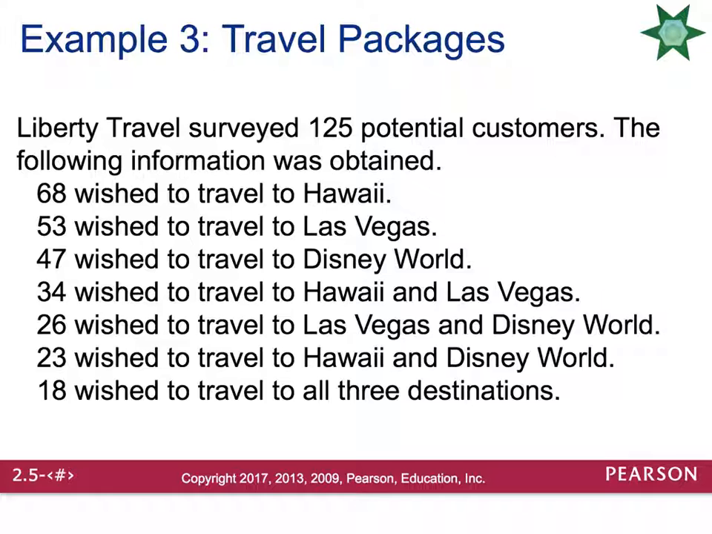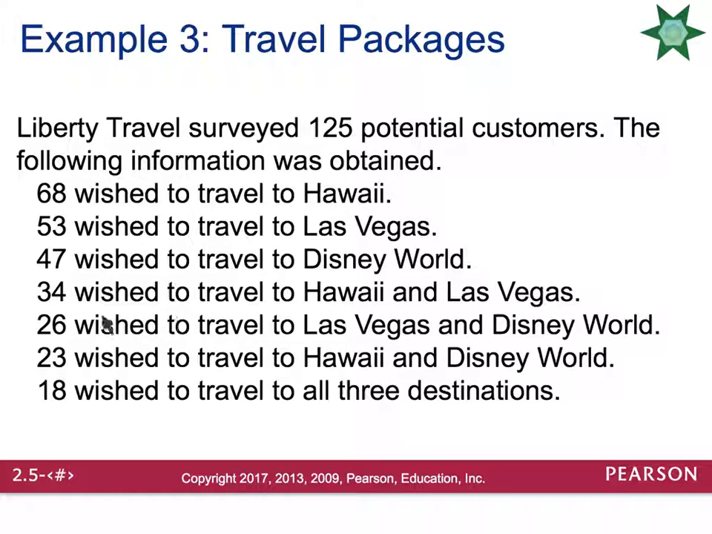Okay, so here's a problem with 3 sets. Liberty Travel surveyed 125 potential customers. That would be our universal set. The following information was obtained. 68 wished to travel to Hawaii. So if Hawaii is a circle, it should all add up to 68. 53 wished to travel to Las Vegas. That means the whole circle for Las Vegas should add up to 53. 47 wished to travel to Disney World. That means the whole circle for Disney World should add up to 47. So we'll have 3 circles. We can call them H, L, and D or whatever.